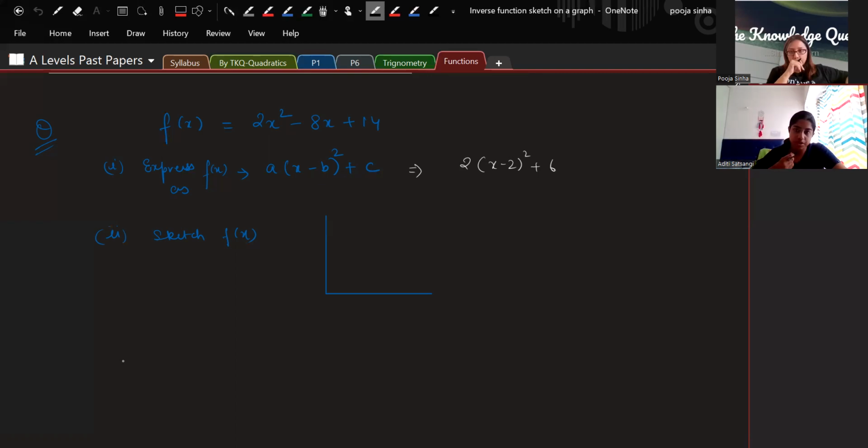Ma'am, I think I'm doing something wrong for the y coordinate. I'm putting y equal to 0. I've already done it for x equal to 0, so I'm getting the coordinate as (0, 14). But for the x coordinates I am not getting a value, because I think I'm trying to take the square root of a negative number here.